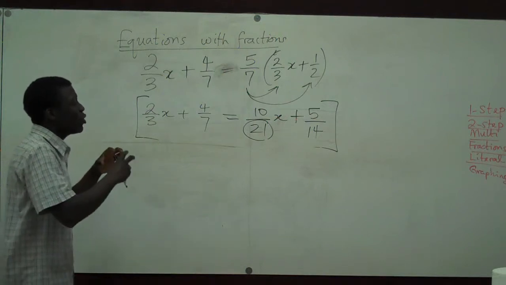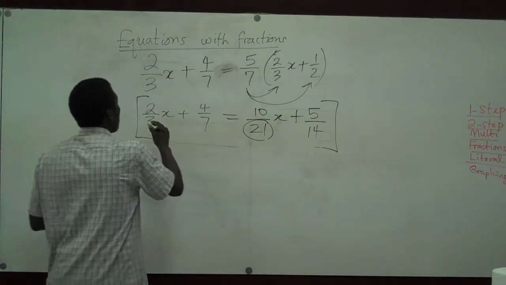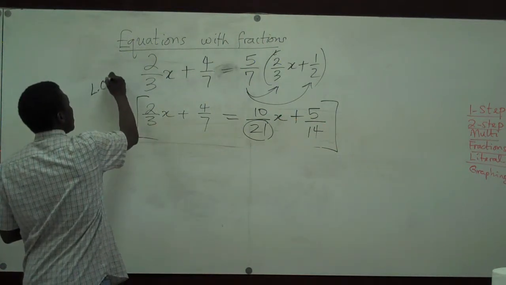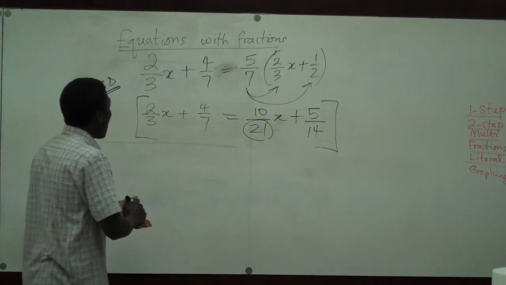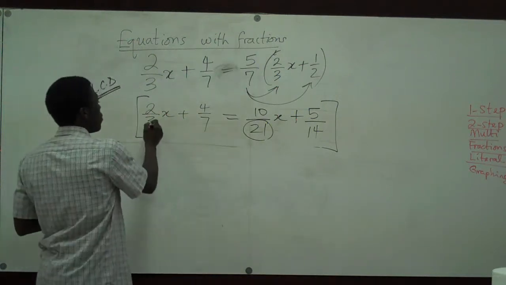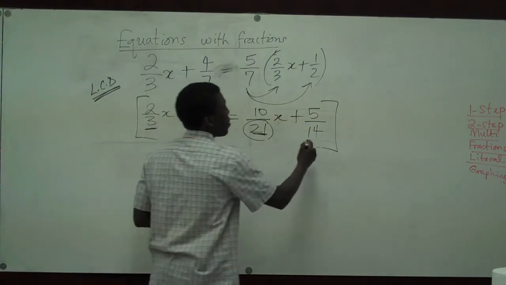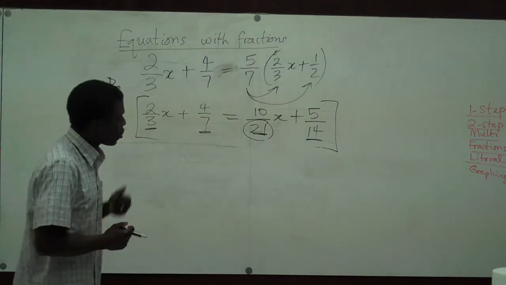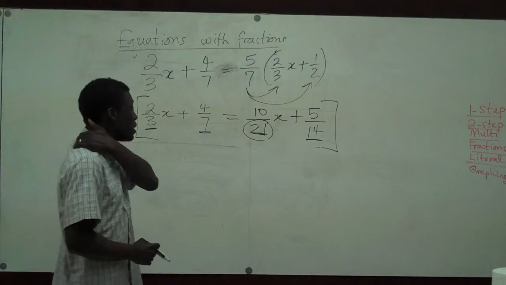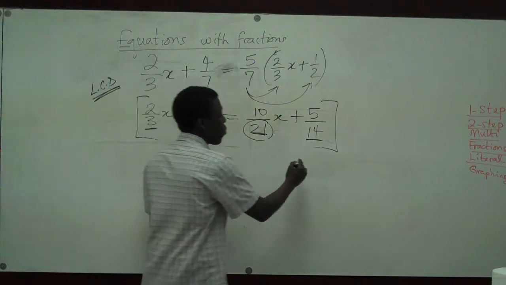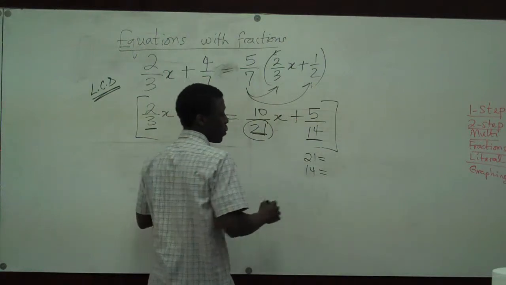Okay? But if I want to be more general, I should say I'm going to multiply every single thing by the LCD. Okay? So the LCD is the lowest number possible that would allow for all these numbers to go into it. 3 goes into 21, 7 goes into 21, 21 goes into 21, but 14 does not go into 21. So what I'm going to do, though, is instead of using 21, just so I can get rid of the one with the 14 as well, I'm going to check what the lowest number possible is that allows both 14 and 21 to go into it.